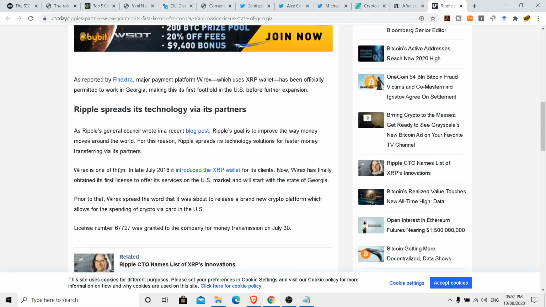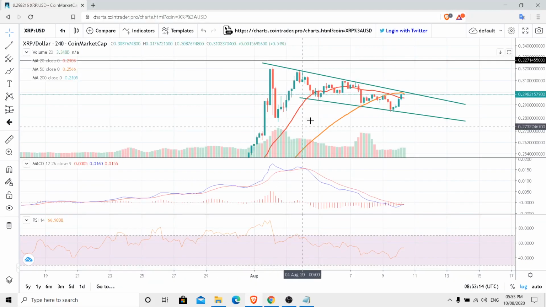Then here it shows Ripple spreads its technology via its partners. We agreed on that one: either use XRP via R3 or Ripple or any other partner of Ripple and then get into this network. Automatically the network effect will kick in, that's for sure, in unlimited capacity.